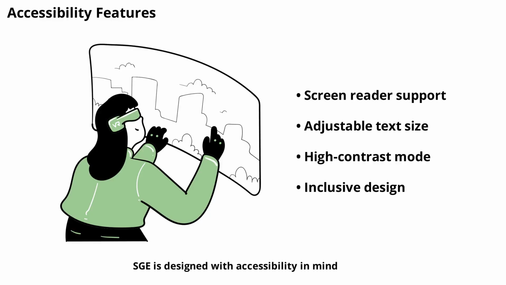SGE is designed with accessibility in mind. Features like screen reader compatibility, adjustable text size, and high-contrast modes ensure that everyone can use the platform comfortably. Accessibility settings can be found in the main menu, allowing you to tailor the experience to your needs.